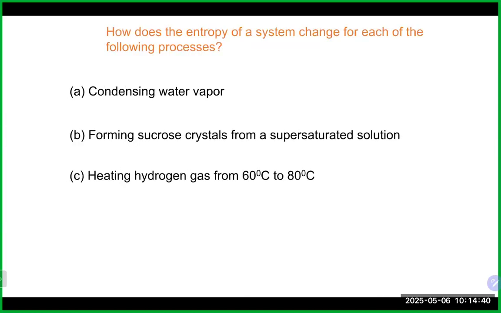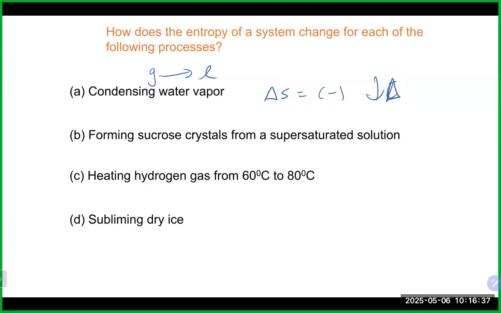So take a moment for each of these and decide, does the entropy of the system change for each of the following processes? Does it become more positive? Does it become more negative in each of these cases? Now in the liquid state, a lot less energy. So you are increasing the order, you're decreasing the disorder. So our delta S here should end up being negative in this case as the entropy is decreasing here.